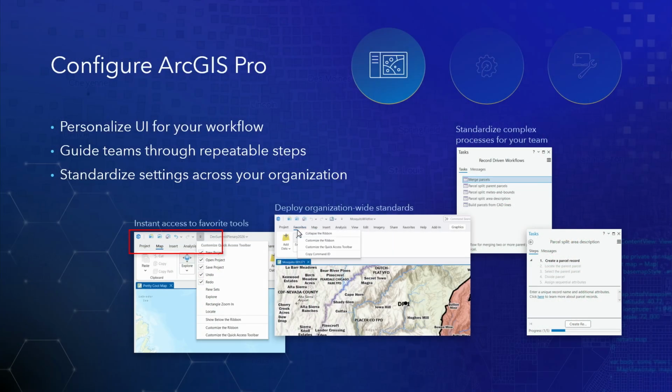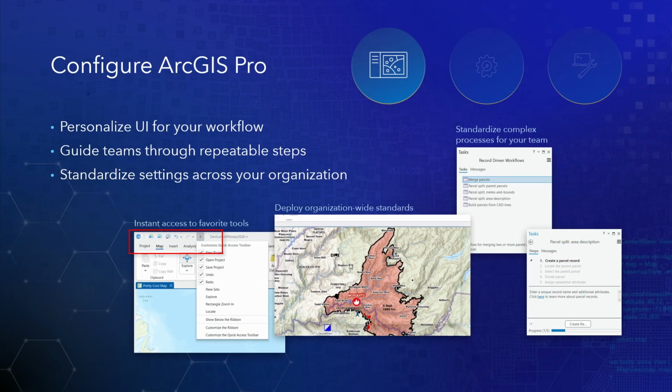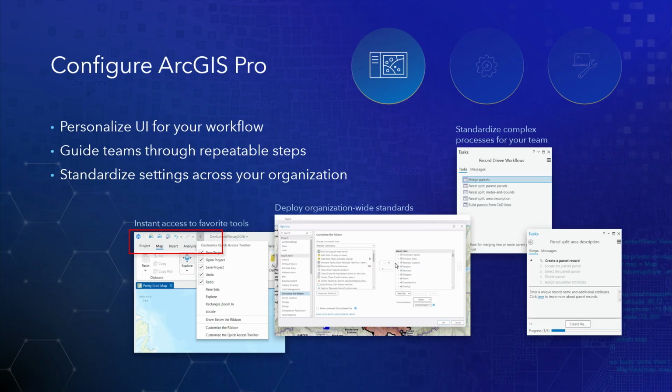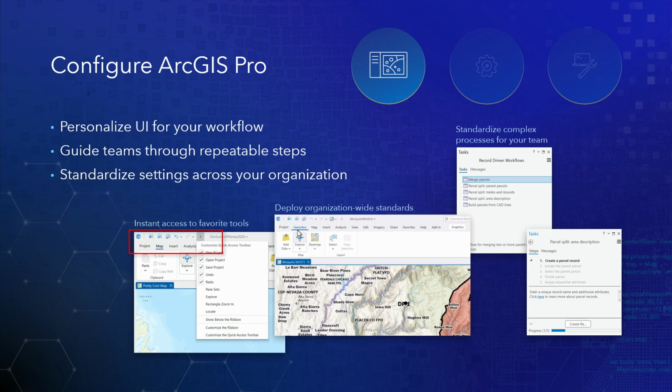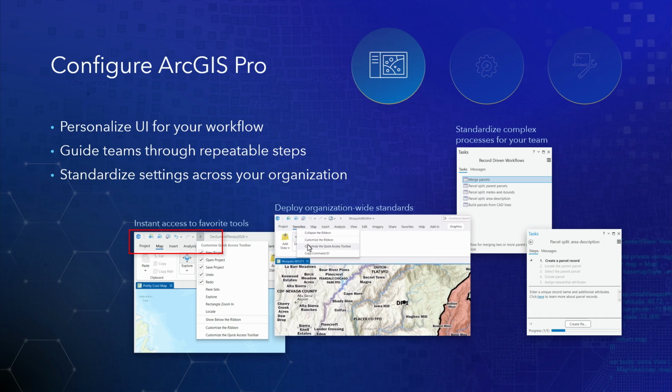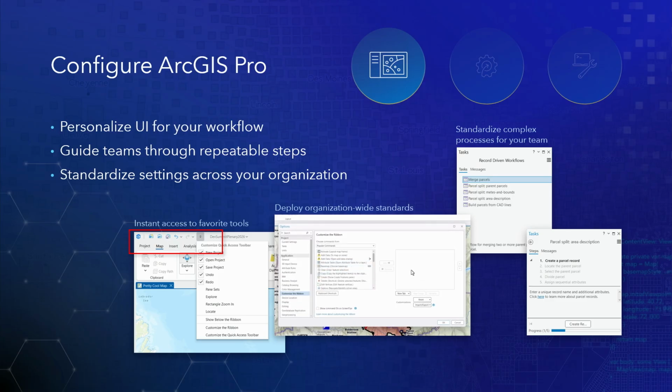The first one is for a no-code solution. You can configure ArcGIS Pro to match your exact workflow. You can do that by adding your favorite commands to the quick access toolbar, customizing the ribbon to keep your essential tools front and center, or you can create tasks, guiding your own work or your staff through a series of repeatable steps, all without writing a single line of code. And for those who are GIS managers or GIS coordinators, you can deploy your organization standards through UI configuration and application management settings.